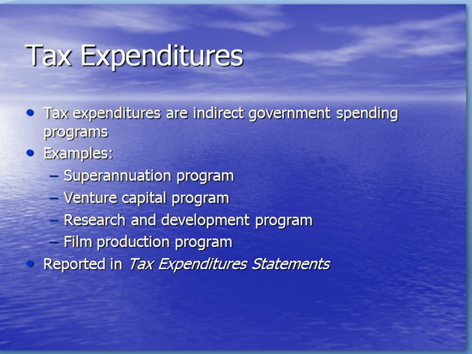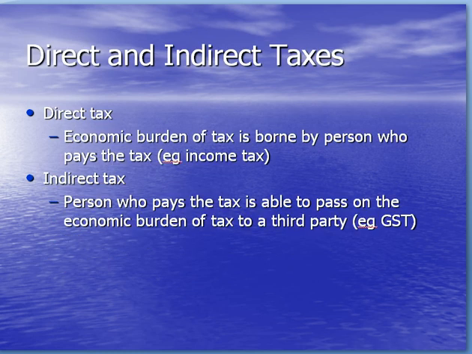Tax expenditure is usually indirect government spending programs. Examples of these: superannuation program, venture capital program, research and development program, and film production program. And these are set out in the tax expenditure statements the government issues. There are two main forms of tax: direct and indirect. Direct is the economic burden being borne by the person who pays the tax because of their income. With indirect tax, the person who pays the tax is able to pass on the economic burden of tax to a third party. An example of this is the GST.